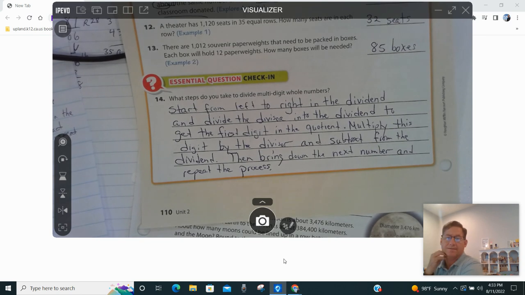Okay, so again, we went from left to right in the dividend. We divide by the divisor into the dividend to get the first digit. Once you have the digit that you think is going to work in the quotient, we multiply that digit by the divisor and we subtract from the dividend. If it's less than the divisor, we bring down the next number and we repeat the process.